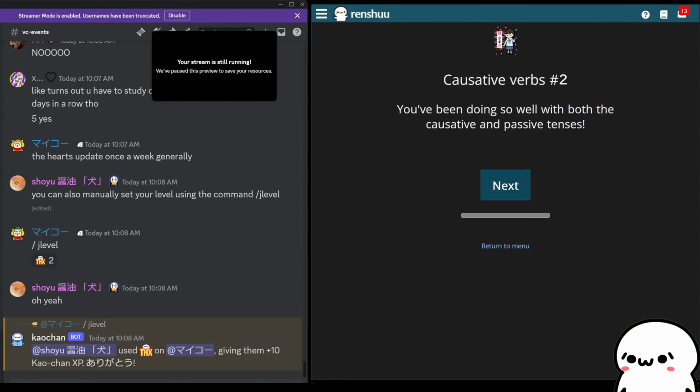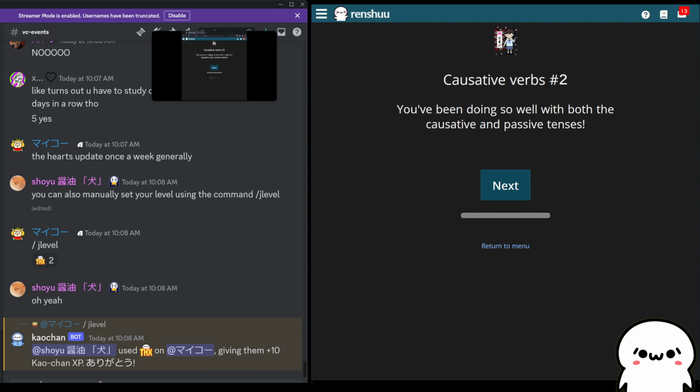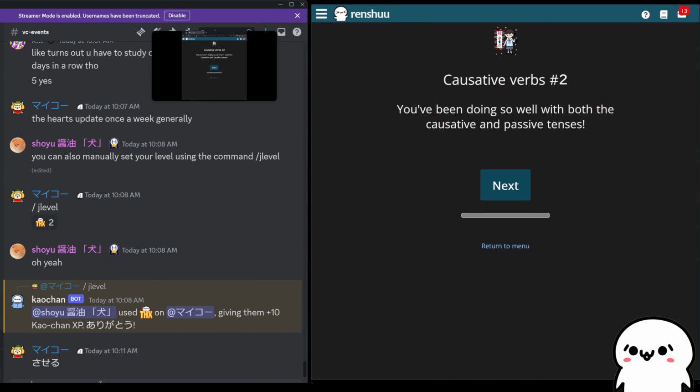Hello, everyone. We are continuing today with causative verbs, the second part of our causative verbs lesson. We studied these a bit last time, and we learned that they're used to show two things. There's two things that the saseru form of verbs can show. Does anyone remember what the two things are that you can show with saseru?